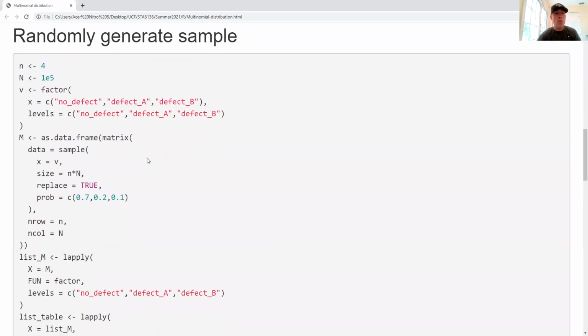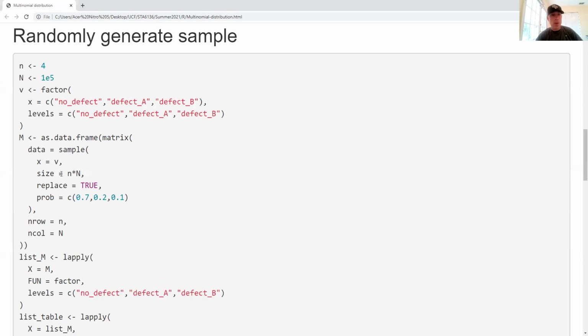I want to go through this code, and I want to generate some random observations just so I get a feel for what's going on. Each time I have my multinomial event, I have 4 items being checked. To generate my random data, I'm going to generate 10,000 random samples just so that we get a full distribution. Now here we've got no defect, defect A, or defect B. And I'm going to write this as a factor just so I have control over the order of things.